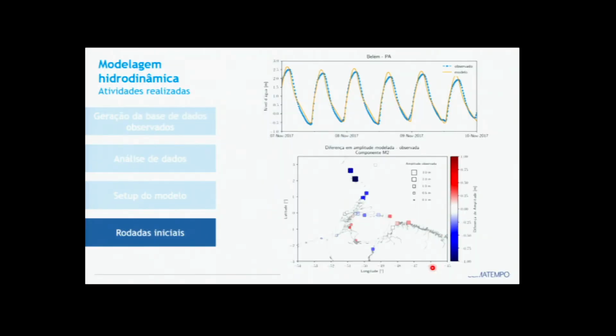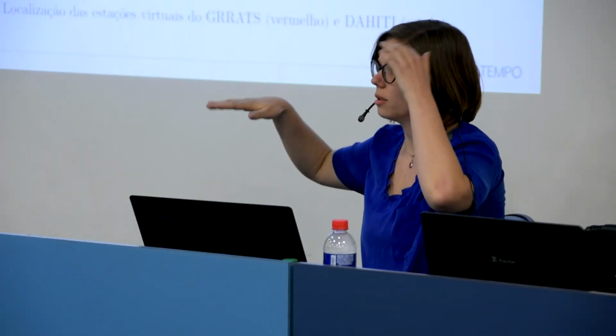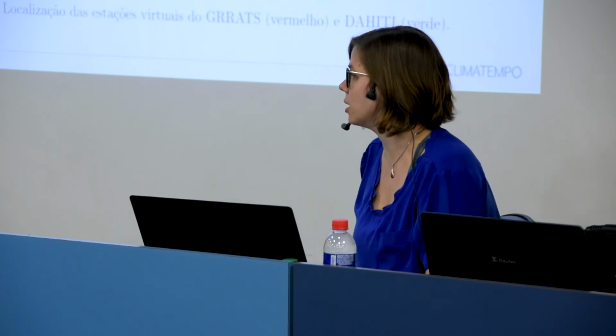So since we didn't have a lot of observed data, we also checked with this tide component M2 and the difference of the amplitude, to see if it was simulating well. And this is the water level for Belém, close to the port there in Belém do Pará, the model and the simulated. And so we extracted virtual stations data from the satellites, for these points here in the region, from Jason and others in green, to also see what was the expected surface area flooded, yeah.